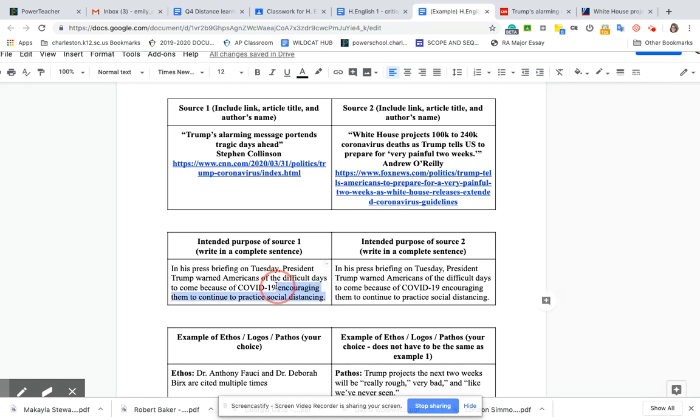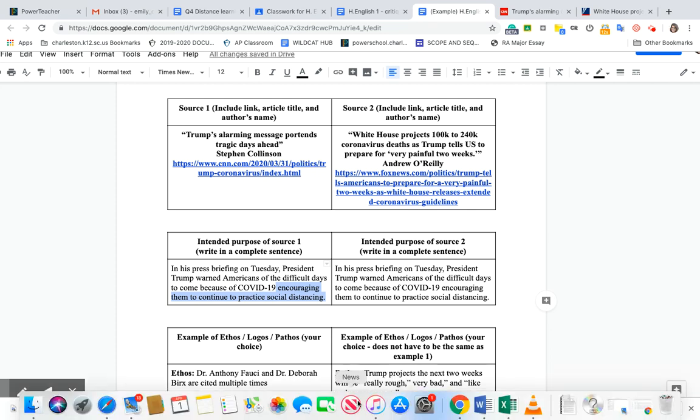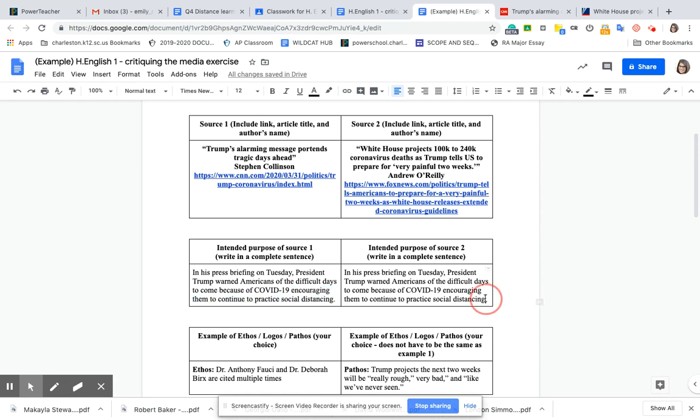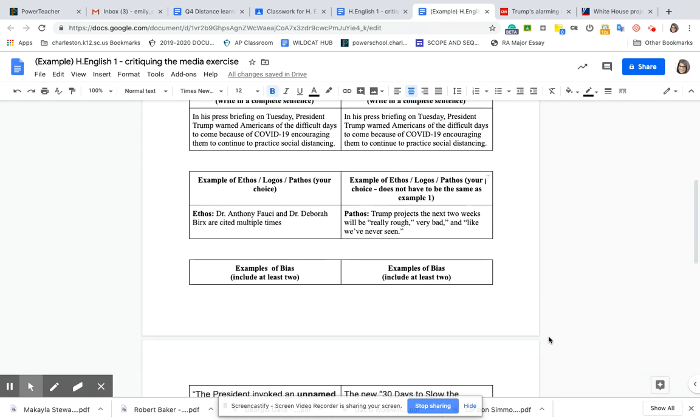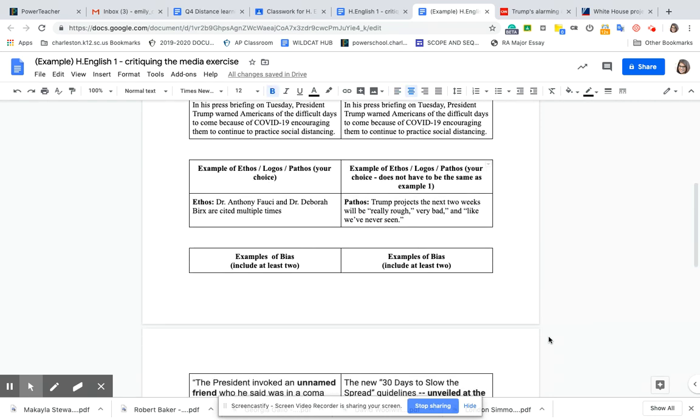So here's where the persuasion really is, right? Because remember, I'm trying to persuade an audience to do something. In this case, it's to continue to practice social distancing. So if you don't have something that includes persuasion, you're not going to get full points here, because intended purpose is all about persuasion. The intended purpose of my second article, the Fox News article, is actually the exact same thing, which makes it nice because I can determine how things are said differently and portrayed differently in order to promote a political agenda.